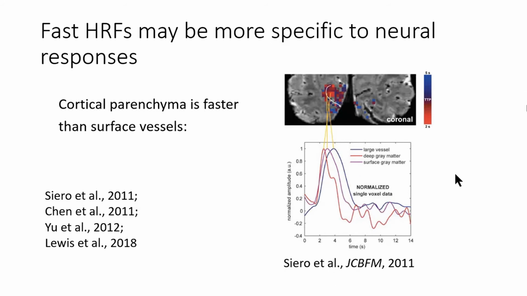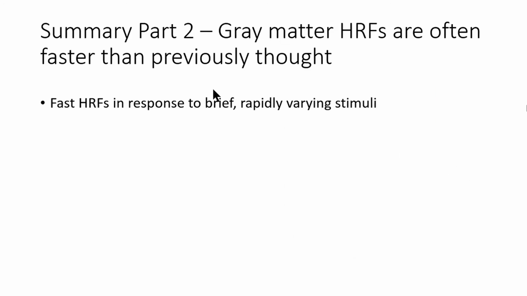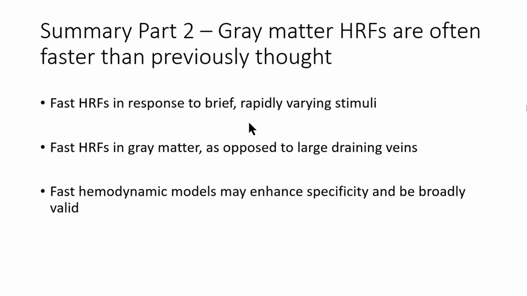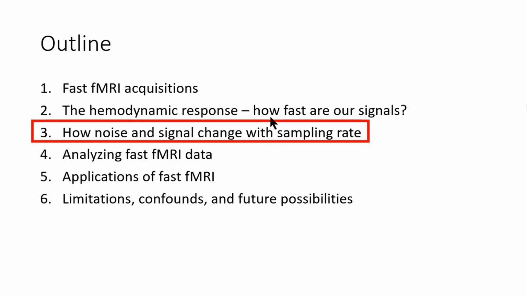As you move to higher spatial resolution, you could become more specific to those gray matter voxels and detect faster signals. So to summarize this part, HRFs are actually often faster than previously thought. What's nice is that this is particularly specific to the gray matter. And so this may be a broadly valid model to study many different kinds of neural activity.